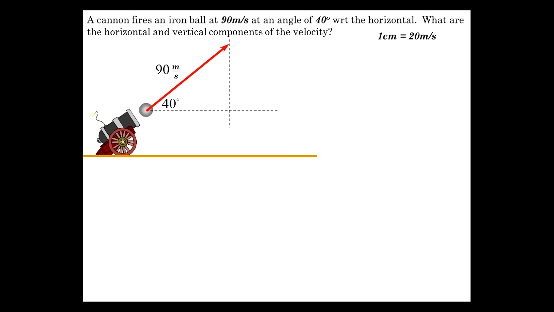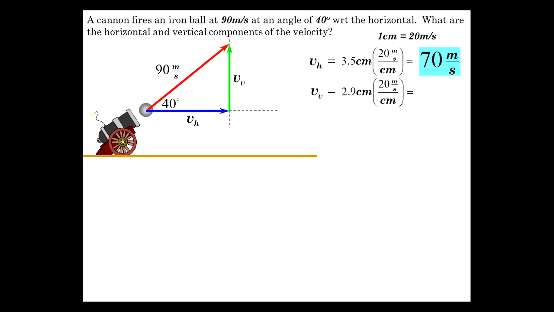So we have the reference lines drawn here. If we were doing this graphically, here's the horizontal velocity, and then there's the vertical velocity, just like we've done in the past. So we can measure that with a scale of 1 centimeter is 20 meters per second. That's how I originally did this. 3.5 centimeters on the horizontal times 20 meters per second per centimeter gives us 70 meters per second. For the vertical, we do the same thing. 2.9 centimeters unscaled then is 58 meters per second.